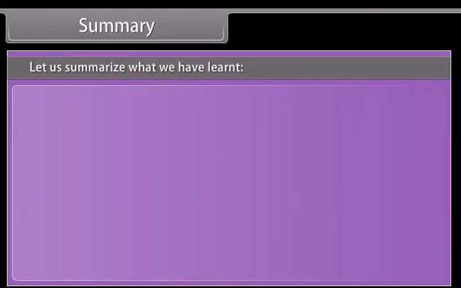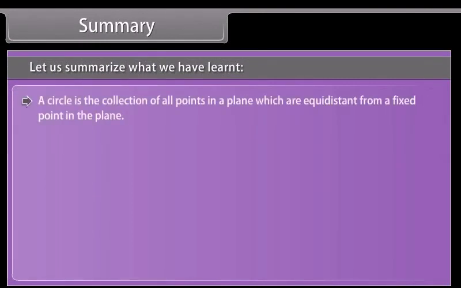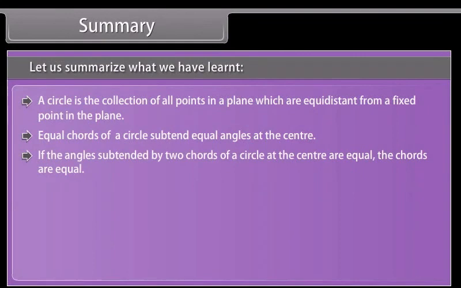Summary. Let us summarize what we have learned. A circle is the collection of all points in a plane which are equidistant from a fixed point in the plane. Equal chords of a circle subtend equal angles at the center. If the angles subtended by two chords of a circle at the center are equal, the chords are equal.